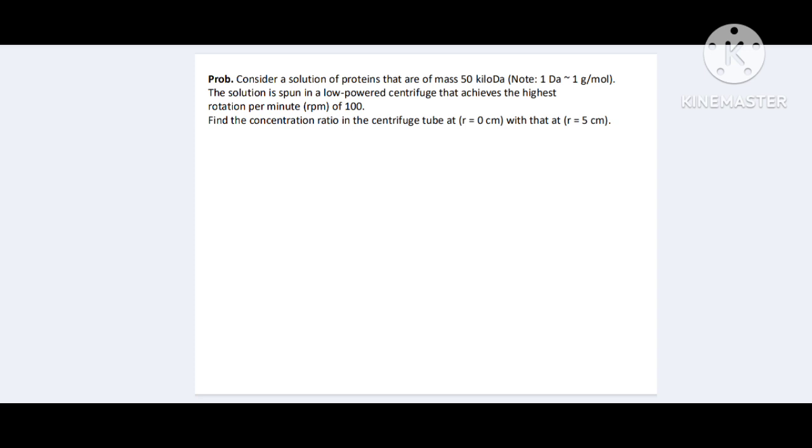R is, I said centimeters, so again you have to convert. So you have to do 5 into 10 to the power minus 2 square. Capital N is equal to 1.5. So CR is 1.5 times C0 is what you're getting.